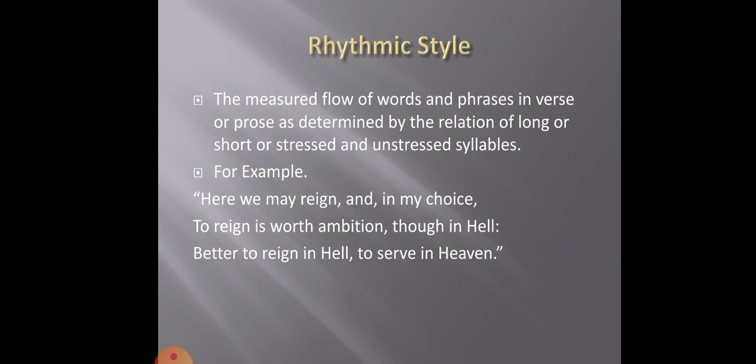Another important feature of Milton's Paradise Lost style is rhythmic style. It is the measured flow of words and phrases in verse or prose as determined by the relation of long or short, or stressed and unstressed syllables. For instance: "Here we may reign secure, and in my choice to reign is worth ambition, though in hell: better to reign in hell than serve in heaven." So these are maxims. These are often quoted lines, important lines quoted often by the critics and the readers, and these have become maxims to be quoted in different places.